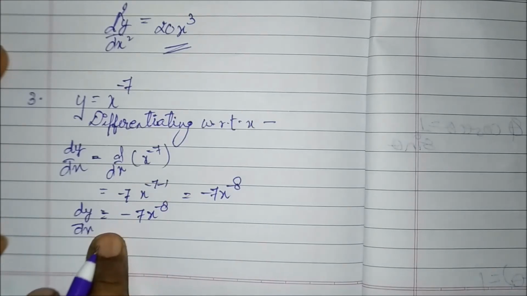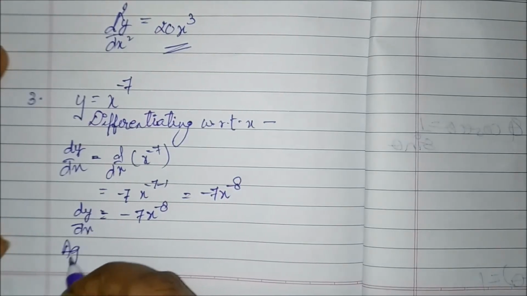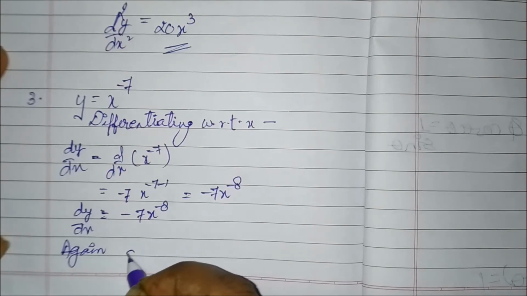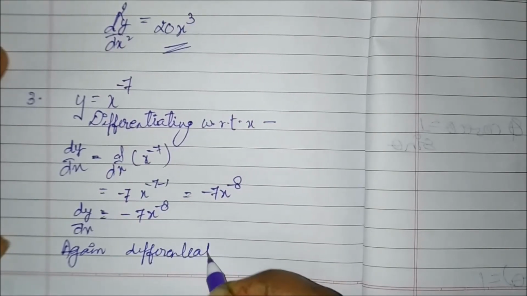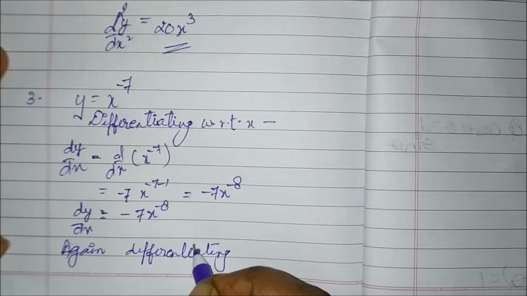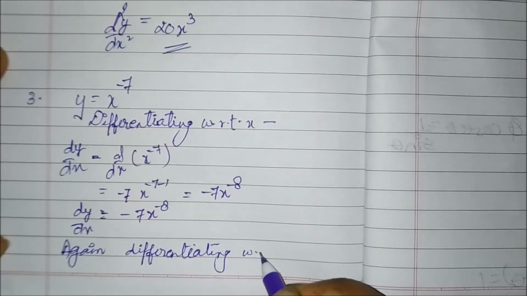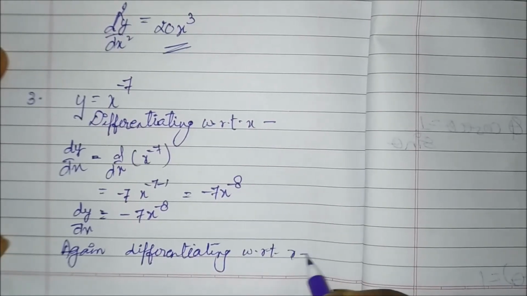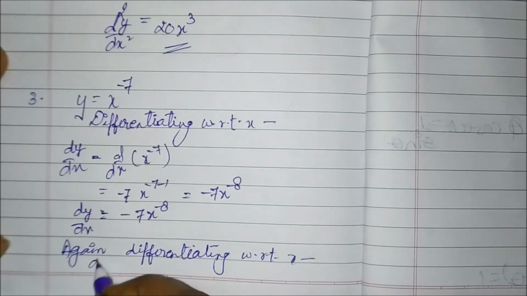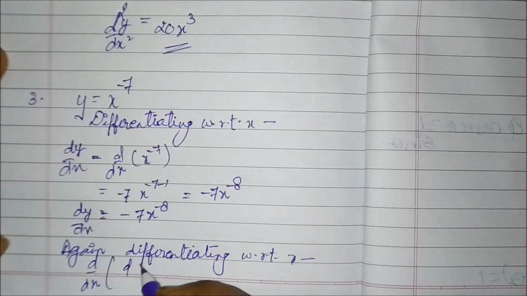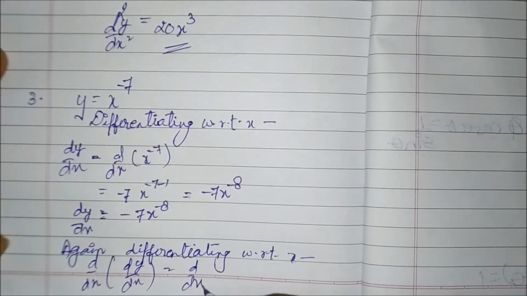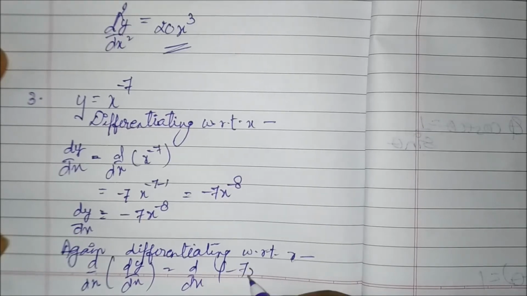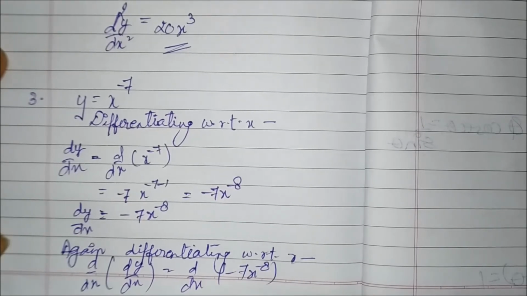Now differentiating it again with respect to x, we have d by dx of dy by dx is equals to d by dx of minus 7x raised to minus 8.